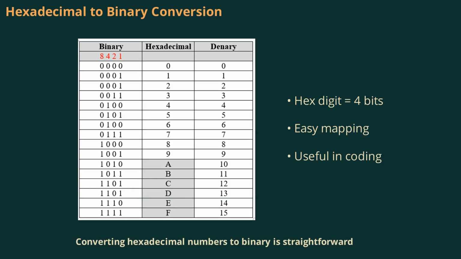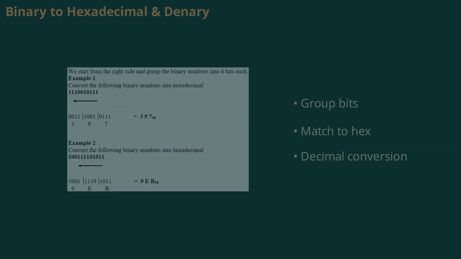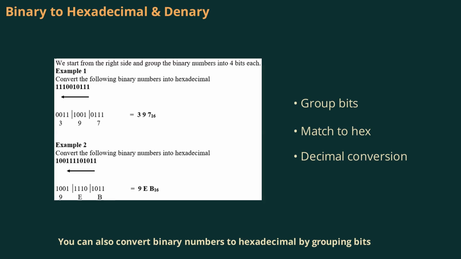Converting hexadecimal numbers to binary is straightforward. Each hex digit corresponds to a group of 4 binary digits. For example, the hex digit A is 1010 in binary. This direct mapping makes it easy to switch between the two systems, which is especially useful in programming and digital electronics. You can also convert binary numbers to hexadecimal by grouping bits in sets of 4 and matching them to their hex equivalents.